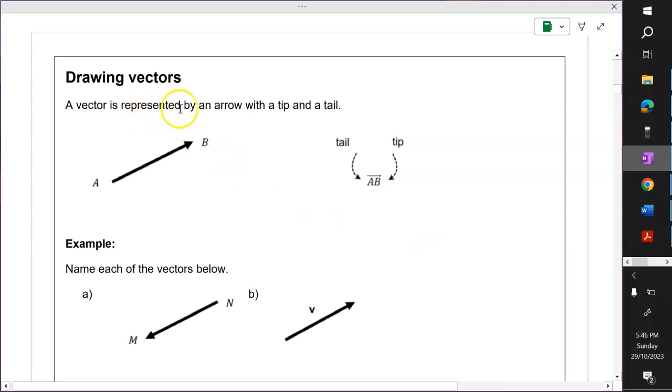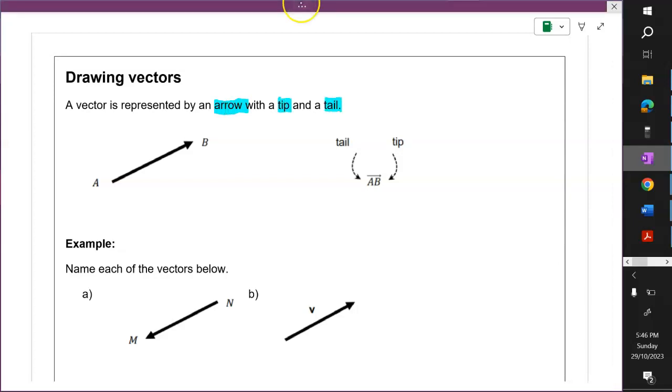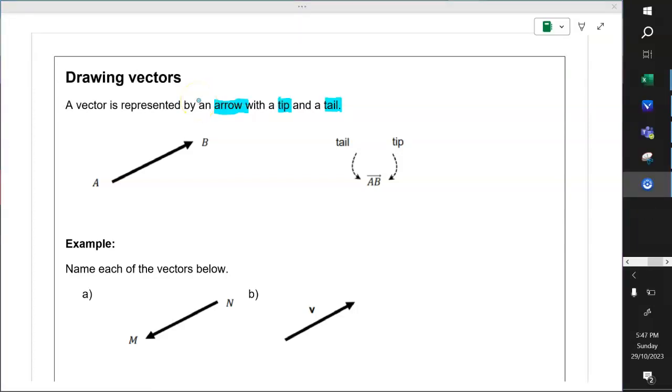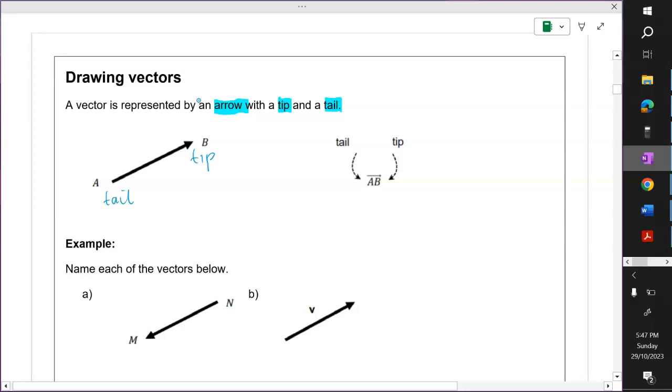So a vector is represented by an arrow, okay? The arrow has a tip, the arrow has a tail. And that's really important, so let's write that on there. The tip's this pointy bit up here, and the tail's the other end. Think of an actual arrow. If you were to shoot an arrow, the tip of the arrow is the bit that sticks in whatever it hits. That's the pointy part. That's the tip, that's the tail.